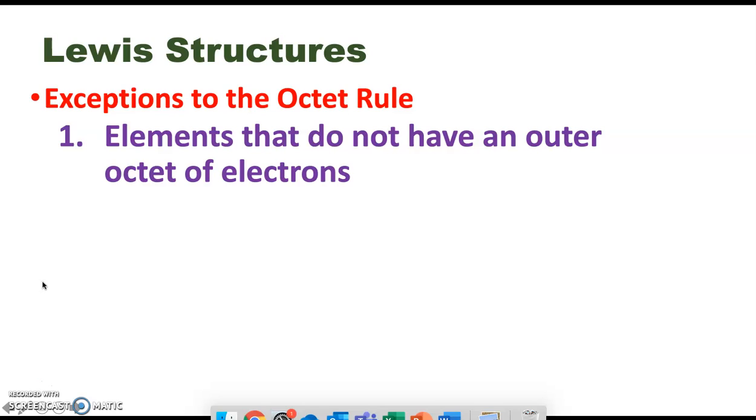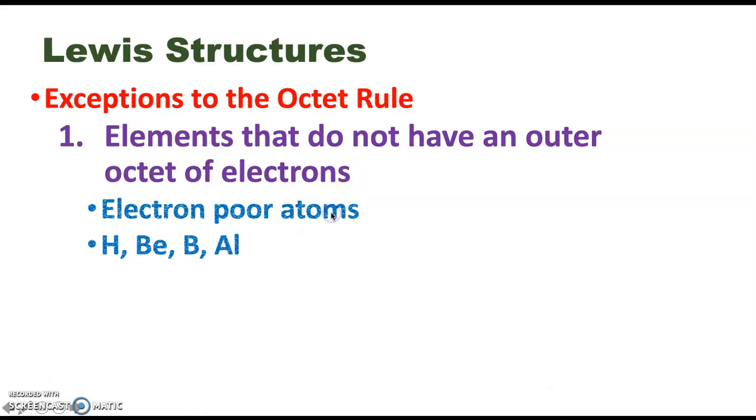But there are other exceptions where atoms will sometimes actually be happy with more than 8. And the reasons why are beyond the scope of this video and this course. But we will explain which elements do violate that rule and when to use that exception. So, elements that do not have an outer octet of electrons, they have more or less than 8. That is the definition of the ones that are exceptions.